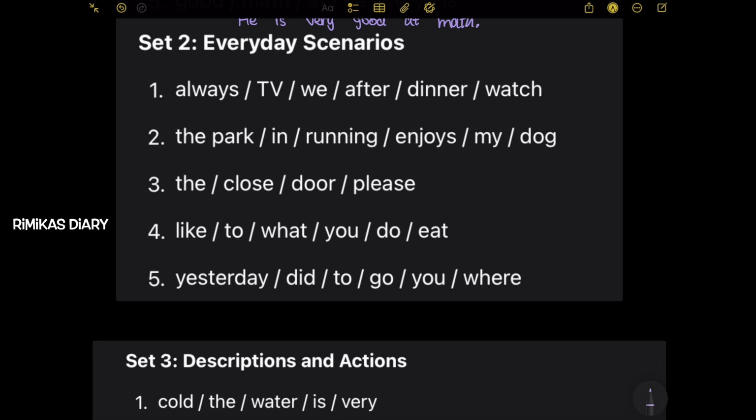So the second set is full of everyday scenarios. So always TV, we after dinner watch. We always watch TV after dinner.